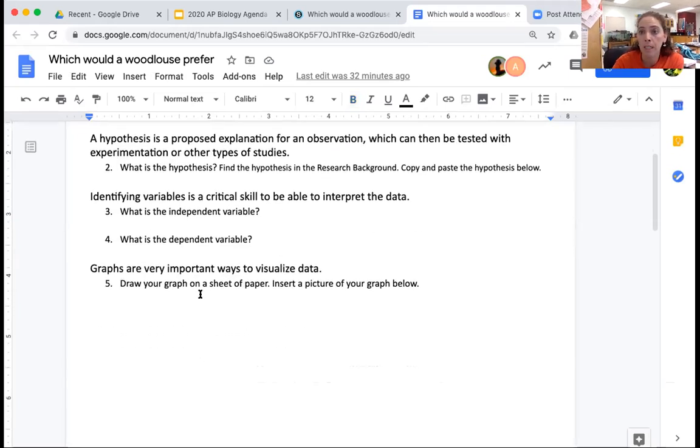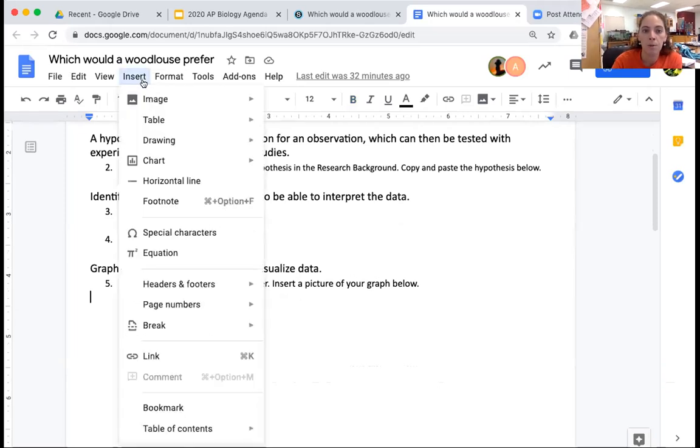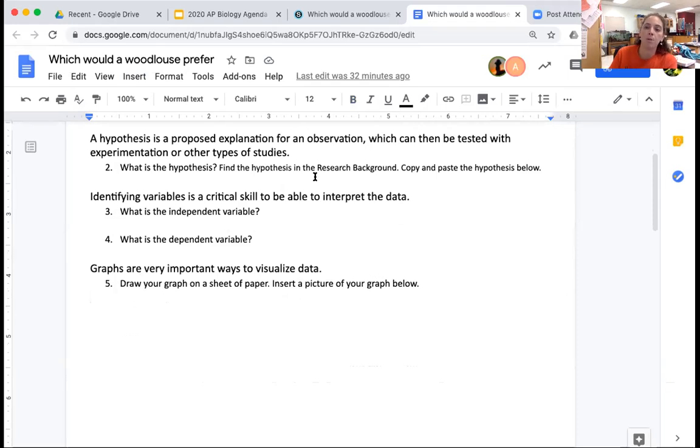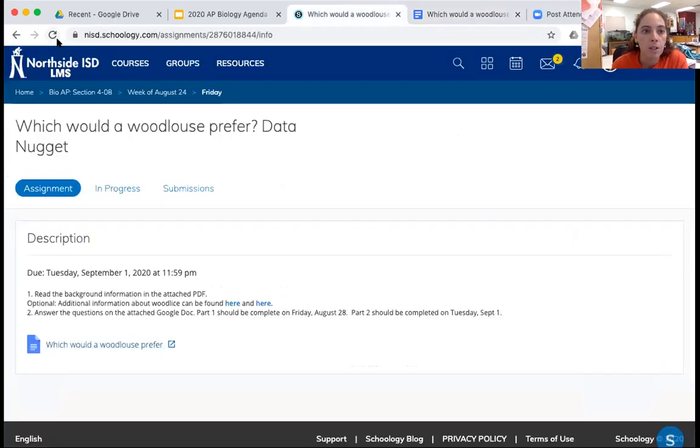If you know how to do one digitally, that's great. I would recommend do it on a sheet of paper, sketch it out. Then you can take a picture and send it to yourself. To insert a picture, you just come up to insert, image, and then upload it from your camera or from your laptop, your computer. All right, let's see, let's refresh this.